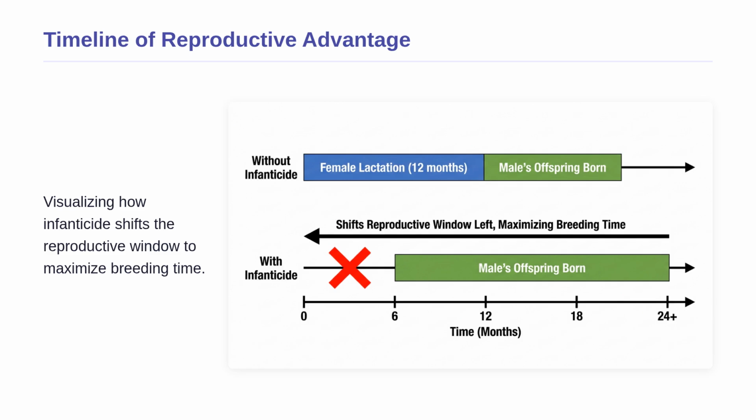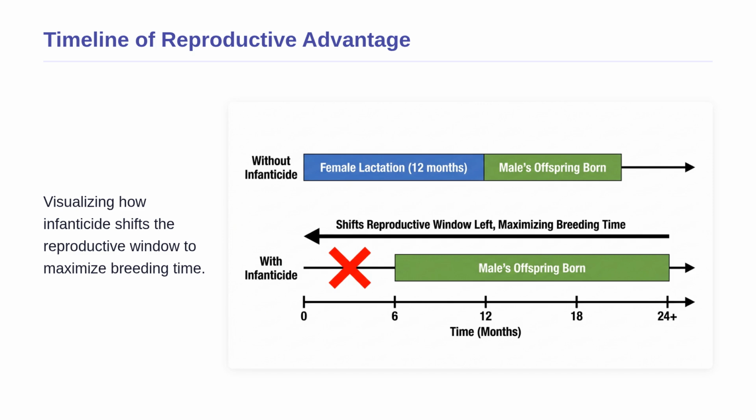Now that we have calculated the math, let us visualize this advantage. On screen, you are looking at a timeline comparing the two strategies. The horizontal axis represents time in months, from 0 to 24. The top timeline shows what happens without infanticide. A long blue block of female lactation lasts for 12 months, delaying the green block, which represents when the new male's offspring are finally born.